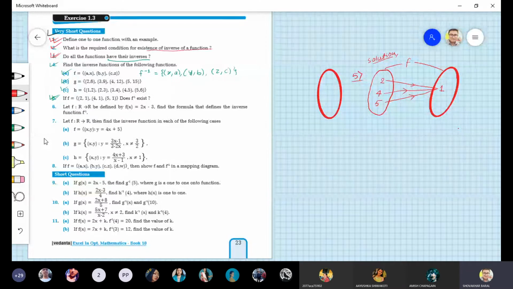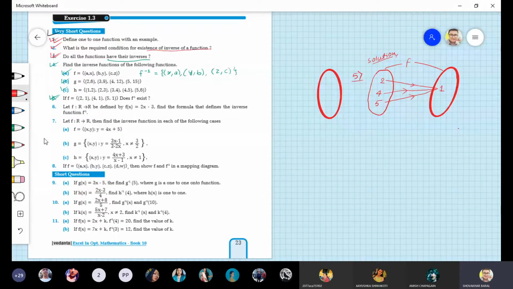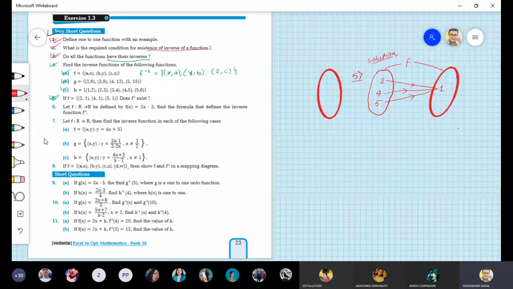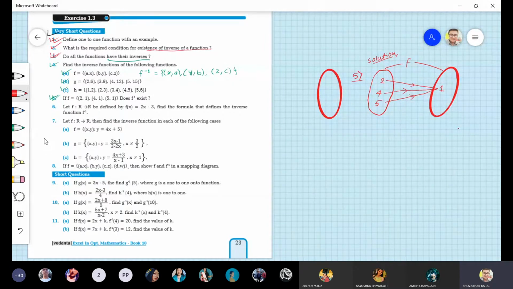One element must be mapped with only one element. So this is a many to one function. The inverse of function f does not exist because it is not a 1 to 1 function. You can simply write the reason. The inverse of function f does not exist, or f inverse does not exist, since this is a many to one function, or you can write since this is not a 1 to 1 onto function. Okay, are you getting me?